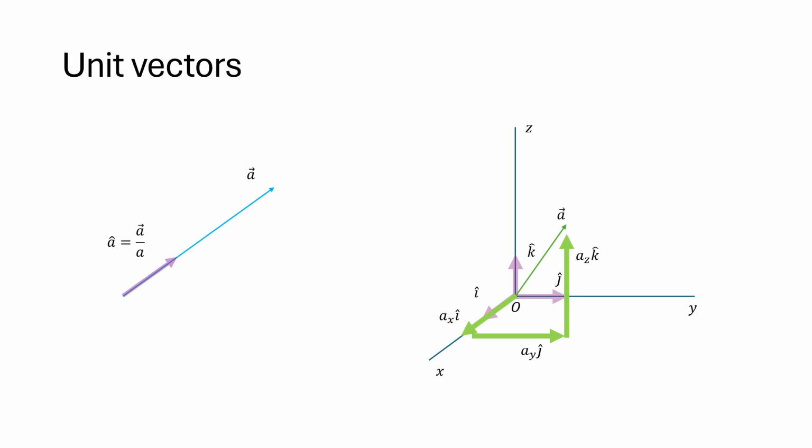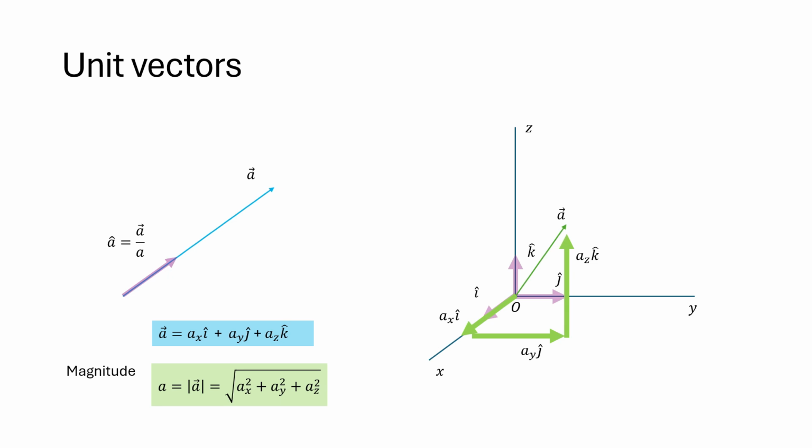And as we saw in the example from the previous slide, we can write the resultant vector A as a sum of its component vectors, which are ax i hat, ay j hat, and az k hat. ax, ay, and az are called components of the vector A. The magnitude of this vector is then the square root of the sum of the squared components. As the name specifies, the unit vector has a magnitude of 1.